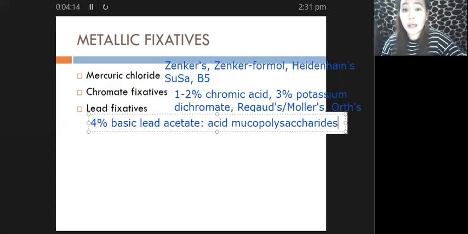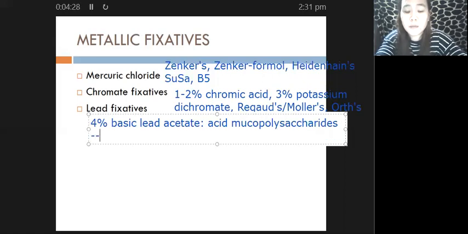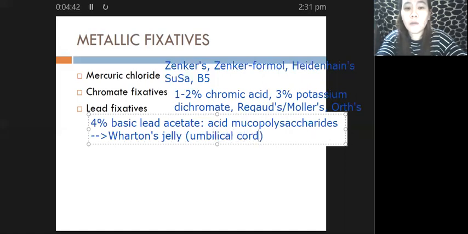from your human histology. Going back to our knowledge on acid mucopolysaccharides, remember that this is a kind of tissue that is particularly present in your Wharton's jelly. What is your Wharton's jelly again? This is a component of your umbilical cord. So acid mucopolysaccharides are present in your Wharton's jelly, which is a component of your umbilical cord.